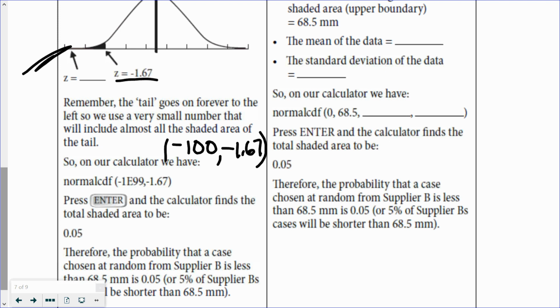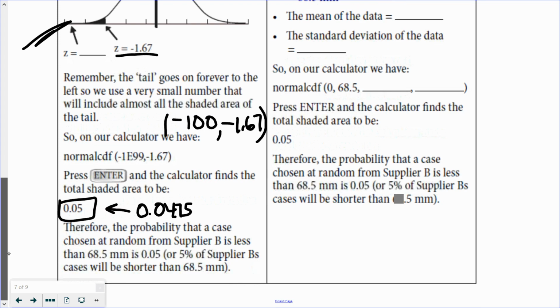That will give us our shaded area of 0.05. Remember when I used the chart, I got 0.0475, just rounded to 1 decimal place. So it says, therefore, the probability that a case chosen at random from supplier B is less than 68.5 millimeters is about 5% or 0.05.